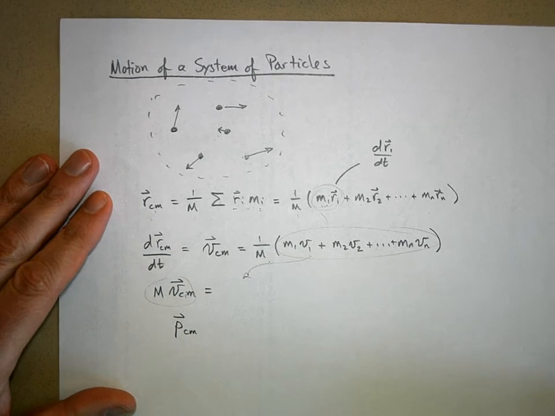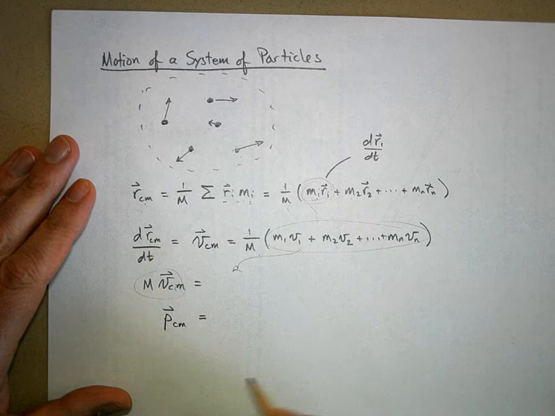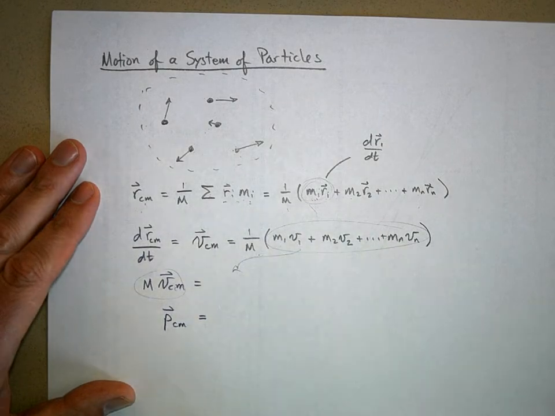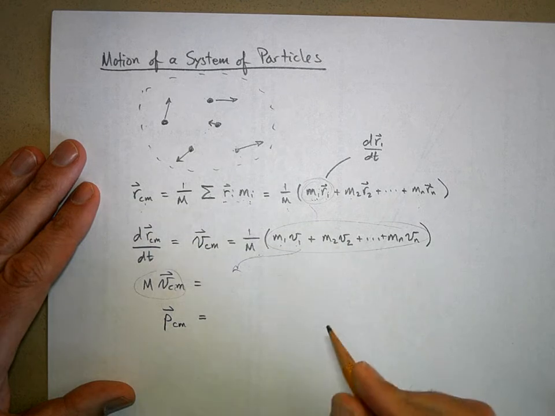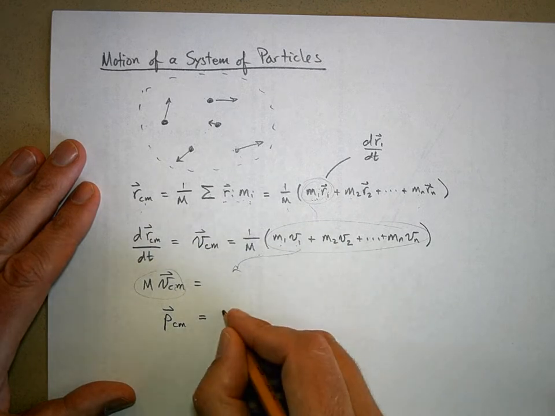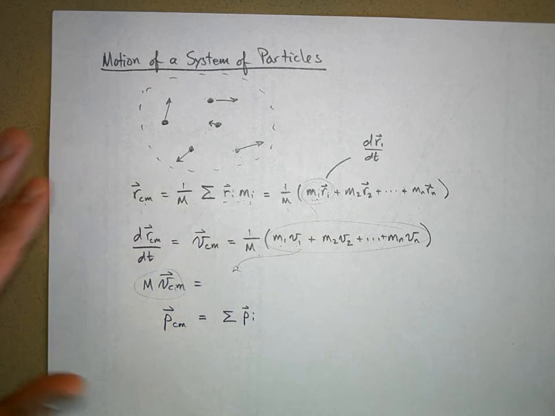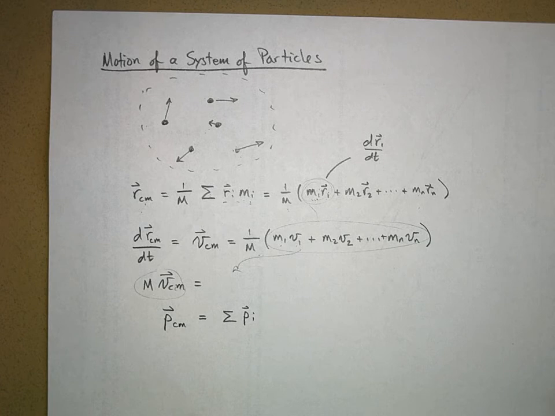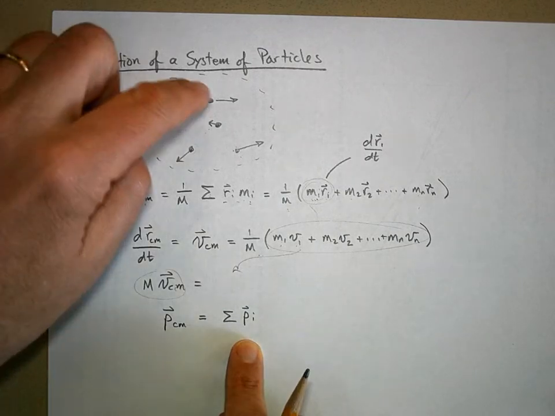The momentum of the center of mass is equal to the sum of, and what is this? This is the momentum of object 1, this is the momentum of object 2. It's just the sum of the momentum of each particle. So if I want to know what's the momentum of the system of particles, now this makes sense. What's the momentum of the whole system? Well, you just add the momentum of each thing.